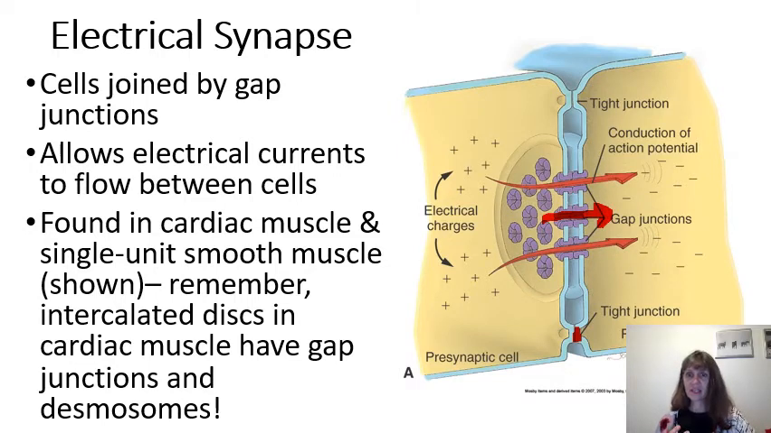With the electrical flow in visceral smooth muscle, that allows for a contraction to occur that is referred to as peristalsis. It's a wave-like motion. In cardiac muscle, we know that the chambers of the heart beat as a functional syncytium.